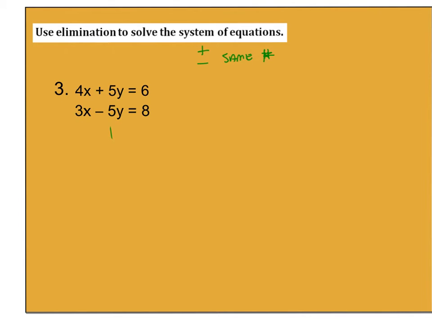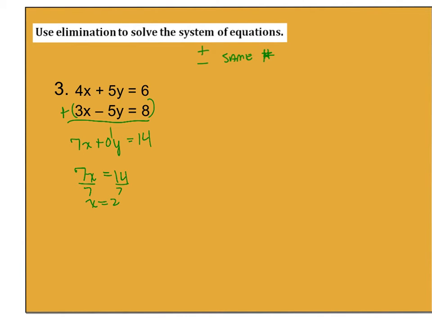So what I end up doing is I end up adding these two things together. So 4x and 3x is going to be 7x. Plus 5y minus 5y goes away, becomes 0y. 6 and 8 become 14. So 7x will equal 14, and x will equal 2.